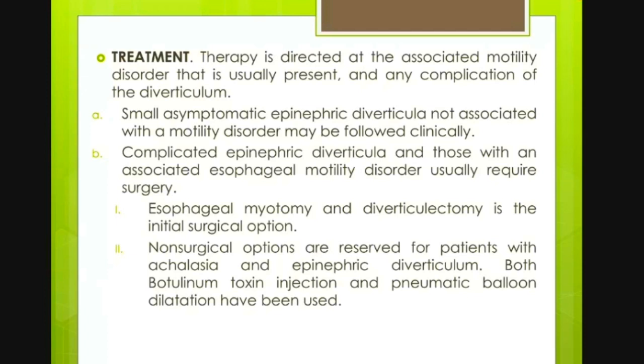Non-surgical options are reserved for patients with achalasia and epiphrenic diverticulum. Both may benefit from botulinum toxin injection, especially if associated with achalasia of the lower part, or may benefit from pneumatic balloon dilatation. This is if you have two things, a diverticulum beside the cardiospasm achalasia, it may benefit from a non-surgical option. Otherwise, if it is a big, symptomatic one, surgery is the only option for treatment of that one.